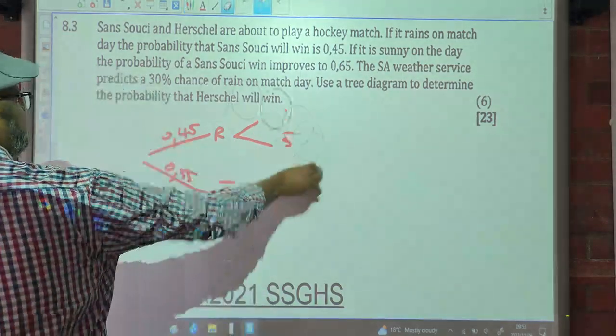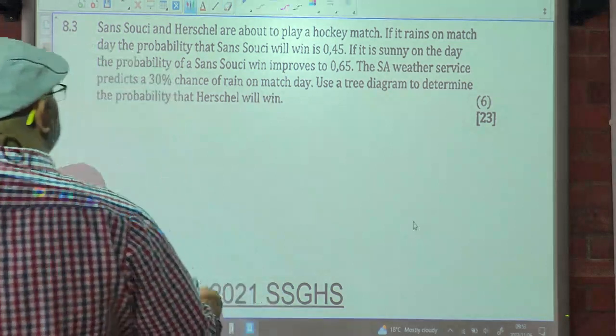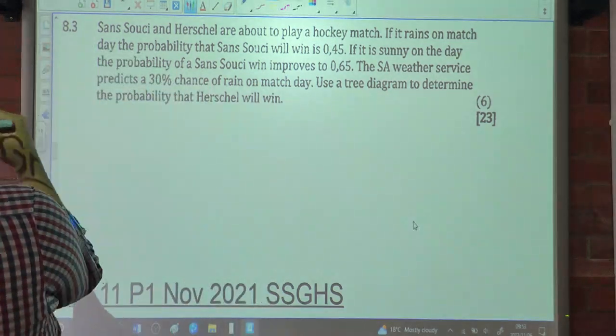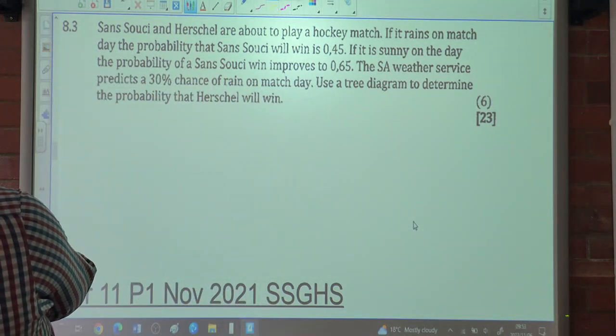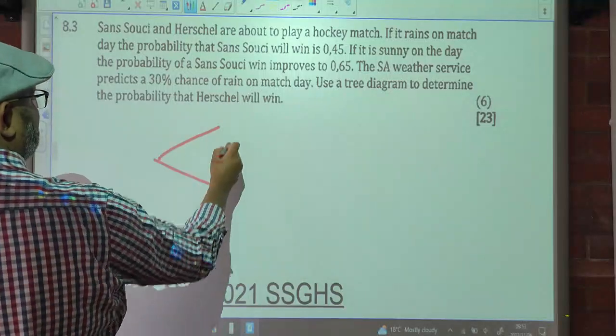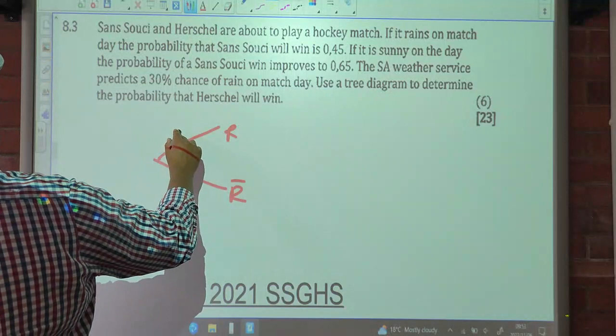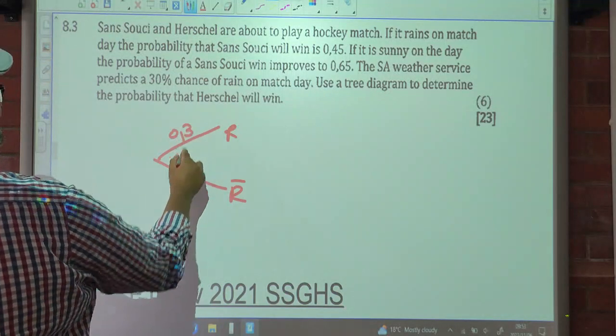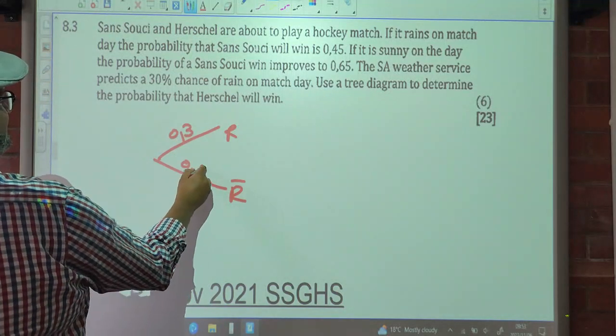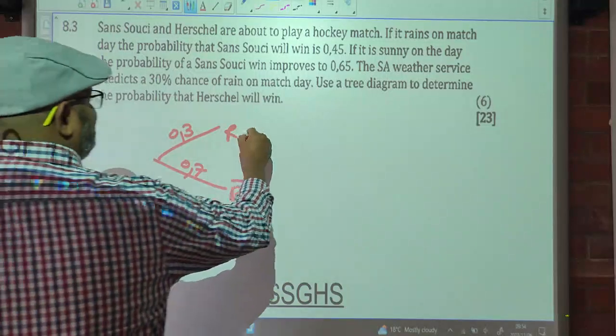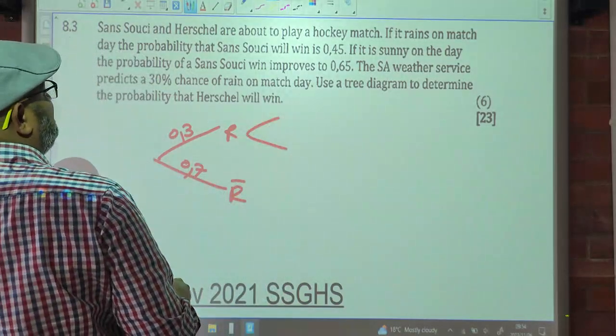Three diagrams long. Okay, so South Africa Weather Service predicts a 30% chance of rain. It is rain and no rain. So if it rains, 30% rain and no rain, 70%. If it rains, and the probability of St.